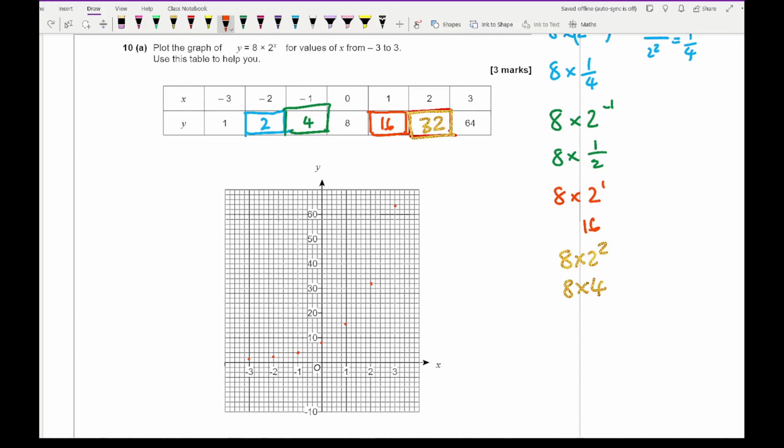And what you then want to do, as best as you can, is to try and join those points up with a smooth curve. And then extend it in terms of those there.